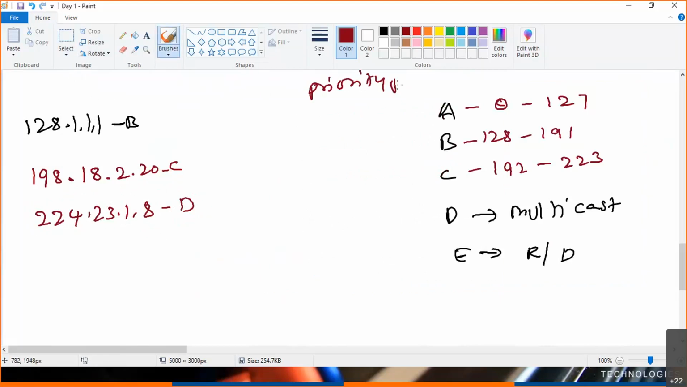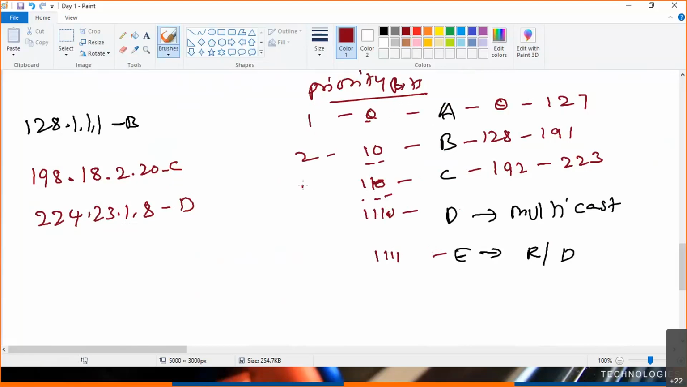Priority bit. So class A priority bit is 0. Class B is 10. Class C is 110. Class D is 1110. And class E is what? 0 means how many bits are reserved? 1 bit. 10 means what? 2 bits. 110 means what? 3 bits, right? Yes. Okay.